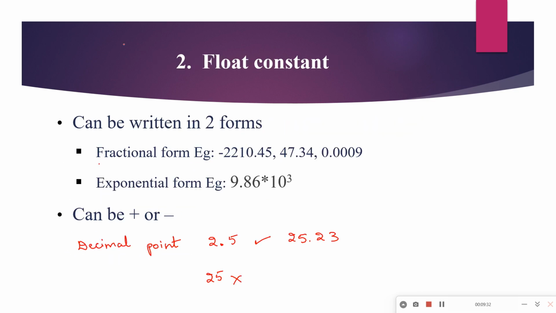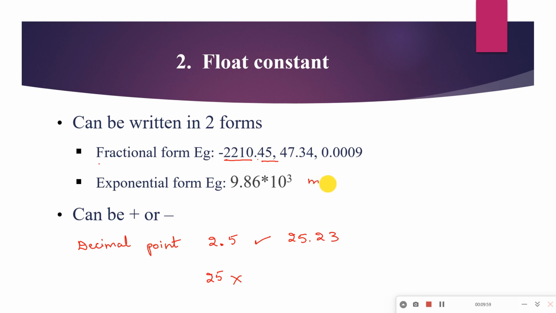So in the fractional form, normally, the floating point numbers, however we write them, the same thing is included as a fractional form, where the integer part is followed by a dot, then we include the fractional part. So this is what we call a fractional form. And coming to the exponential form, we can divide this into three parts.